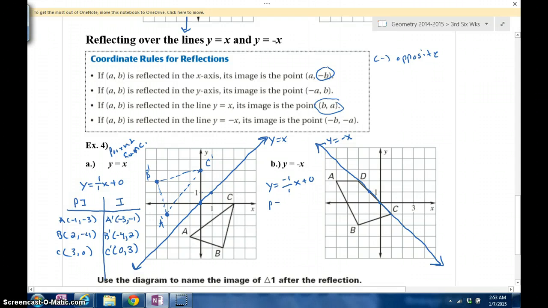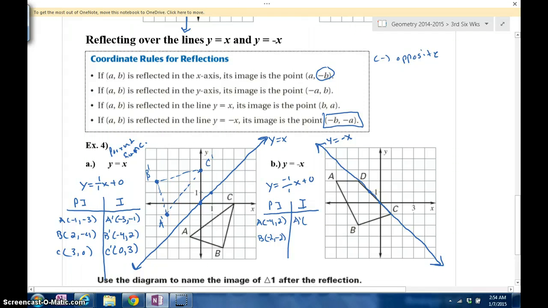So we'll make our little table. Pre-image, our image. Alright, so we have A sitting at coordinates of negative 4, positive 2. And we have B sitting at negative 2, negative 2. Alright, so A prime, we're going to use this rule now.